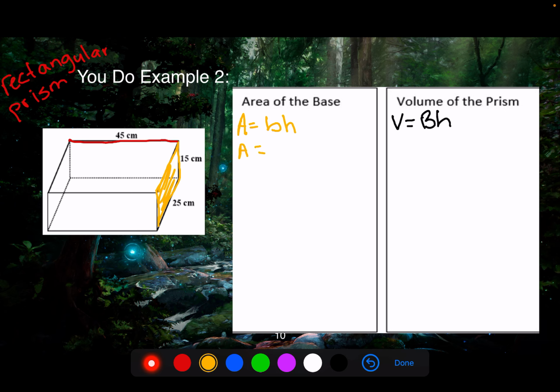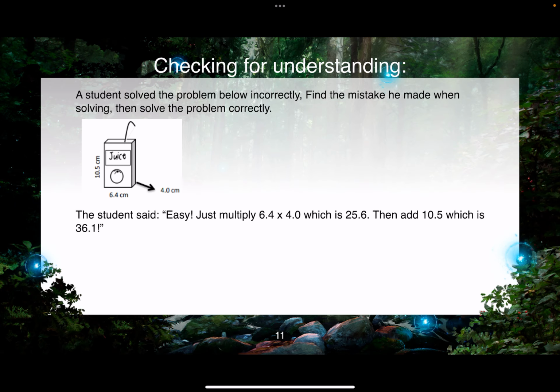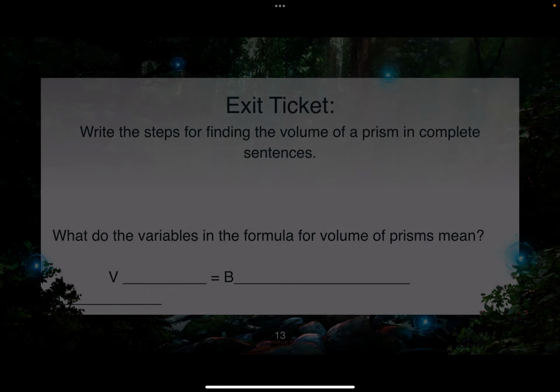So your base, 25 times 15. Then of course, whatever answer you get here, you take it and you plug it into the area of the base and then multiply by your height. Okay. So I'm not going to finish solving it. You should have solved it on your own or finish solving it.